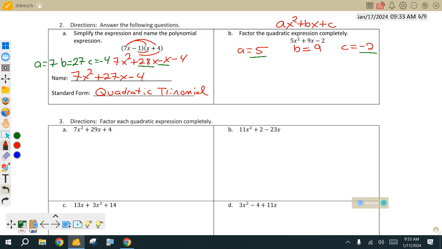I want to list out the factors of 5. How do I get factors? What are factors of 5? When I say factors of 5, what two numbers multiply to give you 5? 1 and 5. So I'm going to list out factors of 5. And I do the same thing for C. Whatever C is. Well, C is negative 2, right? What are numbers that multiply together to give you 2?